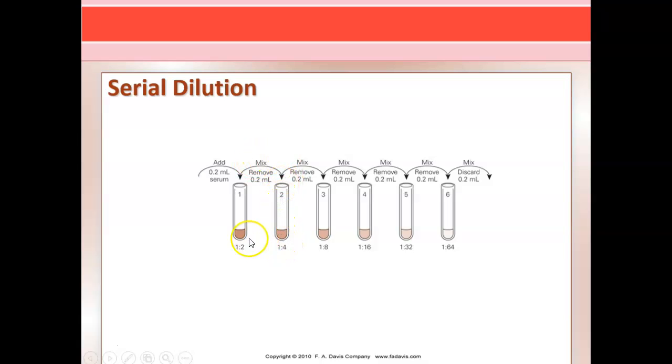So now you have a 1 to 2 and a 1 to 2. That's a 1 to 4. I'm going to do a separate video and draw this out. But you end up with a ×2 dilution in every tube, but each time it's compounded.